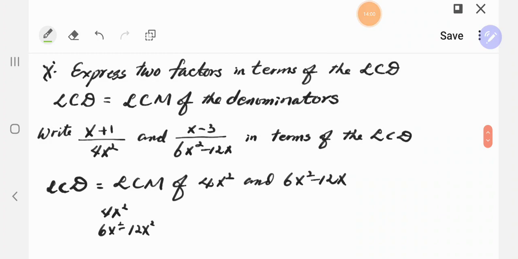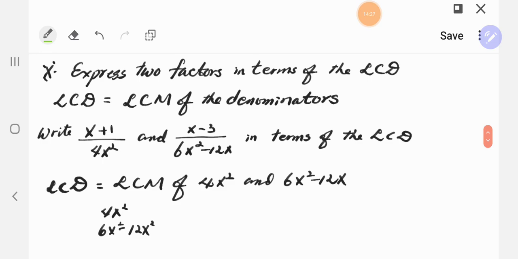Okay, next concept is expressing two factors in terms of the LCD. LCD means the least common denominator. The least common denominator is the LCM, the least common multiple of the denominators. So LCD is the LCM. LCM always is an LCM of the denominators.